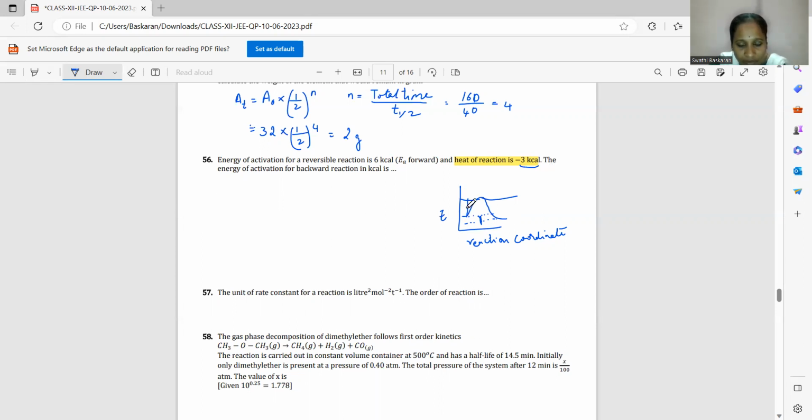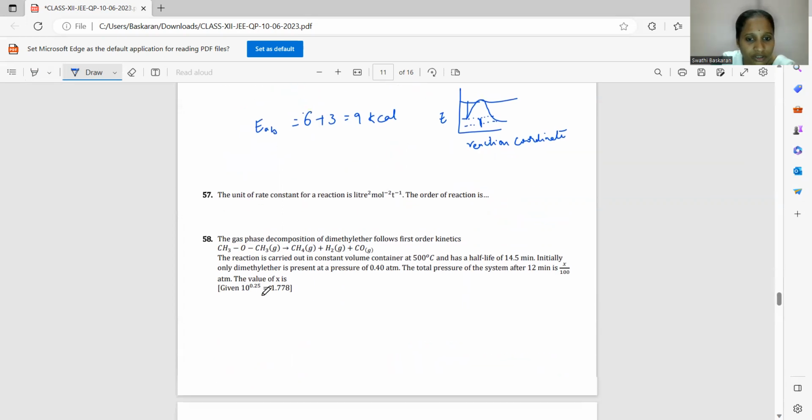So hence it will become 6 plus 3, which is equal to 9 kilocalories of the activation energy, which is equal to EAB, the activation energy of the backward reaction.